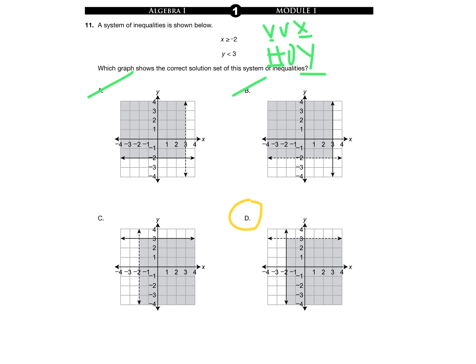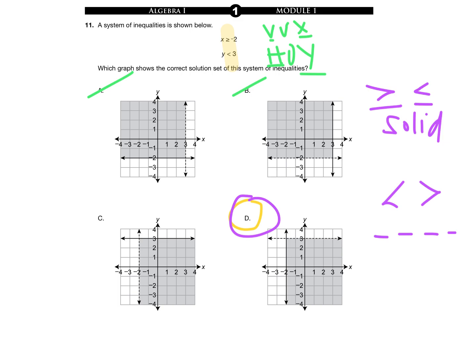Now, if I look at the symbols that I have, there's my inequalities. I see that my x line, my vertical line, should be a solid line. Remember, greater than or equal to and less than or equal to would have solid lines, where less than or greater than are going to be your dashed lines. So knowing that, now I know my vertical line has to be solid, and the only one that has the vertical line being solid and the horizontal line being dashed is answer choice D.